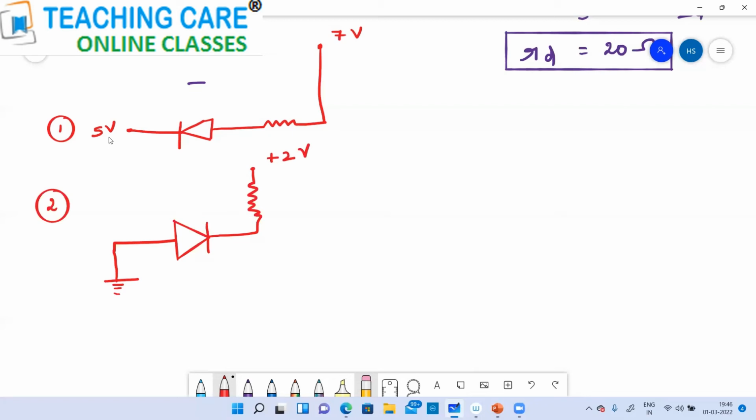It's grounded. Grounded means it is 0 volt. Now tell me. This would be reverse bias. Yes. Because the P side is lower potential, 0 volt, than the N side.